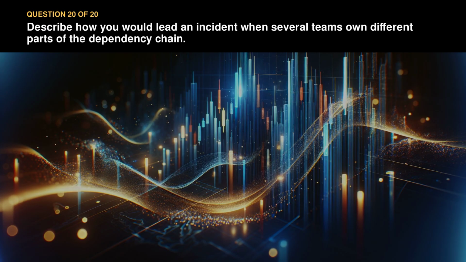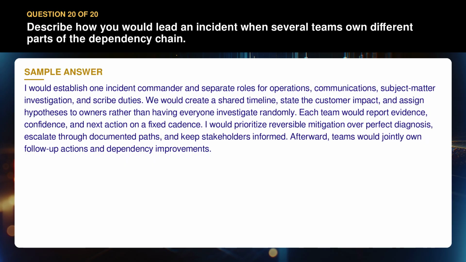Question 20. Describe how you would lead an incident when several teams own different parts of the dependency chain. I would establish one incident commander and separate roles for operations, communications, subject matter investigation, and scribe duties. We would create a shared timeline, state the customer impact, and assign hypotheses to owners rather than having everyone investigate randomly. Each team would report evidence, confidence, and next action on a fixed cadence.